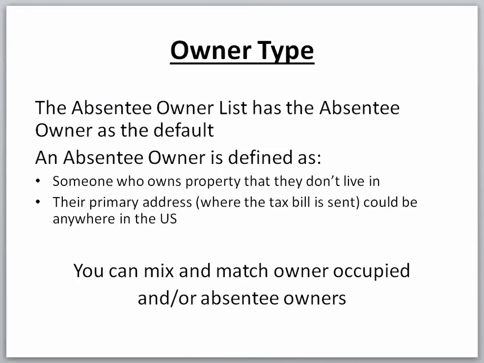The first thing to look at is owner type. The absentee owner list has the absentee owner as the default, and to give a definition to what an absentee owner is, it's someone who owns property that they don't live in. Their primary address could be any place in the U.S., and the primary address is defined as where the tax bill is sent. On this file, you can mix and match owner-occupied and absentee owners.